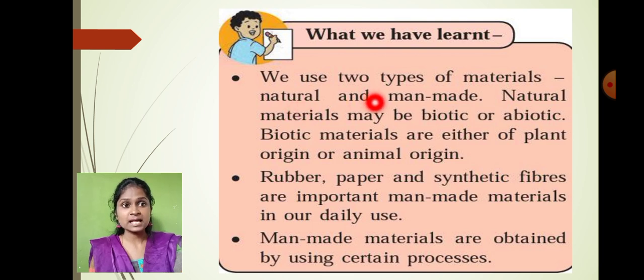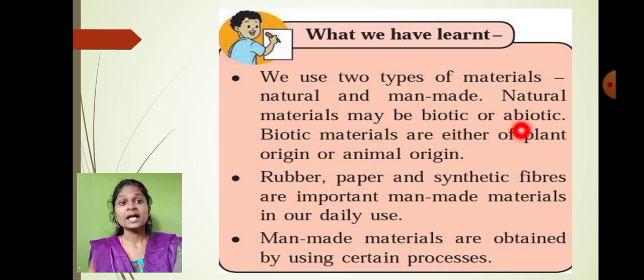Natural substances. And whatever material we use because of human activity, those substances which are produced by humans, we call them what? Man-made substances. These natural substances again are of two types: biotic substances and abiotic substances. What do you mean by biotic substance? The materials which are obtained from living things, like from plants and animals, whatever thing we obtain, it is called what?